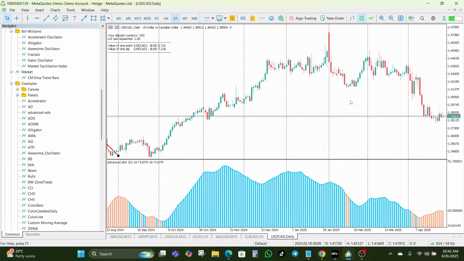Meanwhile, remember that this is a custom indicator, so you would have to download this indicator from a third-party site. You can just go ahead and search for the advanced ADX indicator. When you do that, you download it, you add it to your indicators folder, you restart your terminal, and then you load it to your chart.